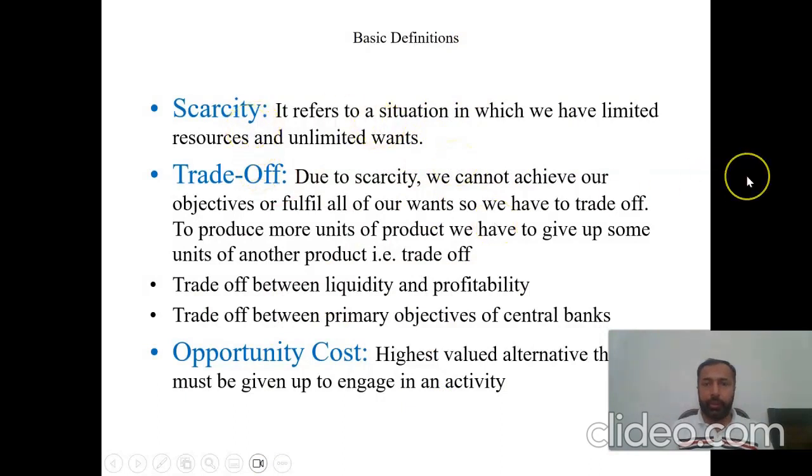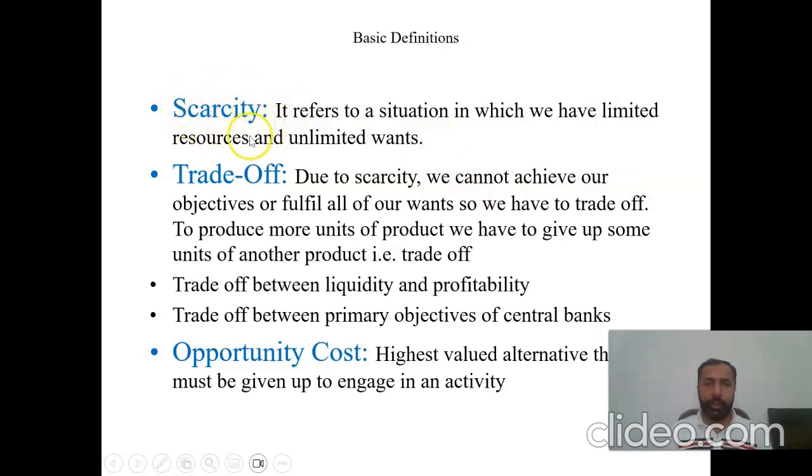scarcity refers to a situation in which we have limited resources and unlimited wants. We human beings, under the capitalism school of thought, assume that all human beings have unlimited wants. They want to get different products which are material as well as non-material. They want to avail different services. They have big dreams, but to fulfill their wants and to achieve their goals, their resources have always been limited. So, this concept of limited resources and unlimited wants is known as scarcity in microeconomics.